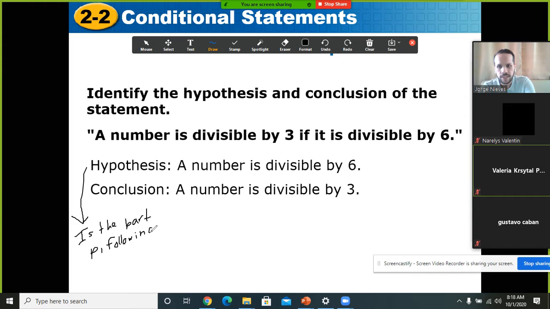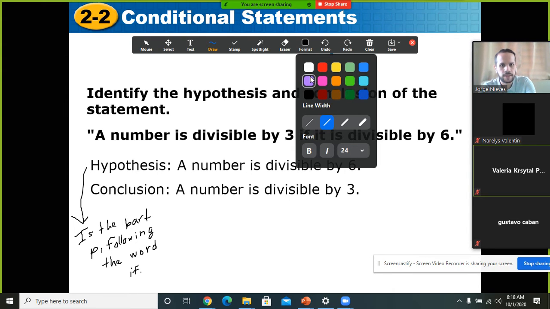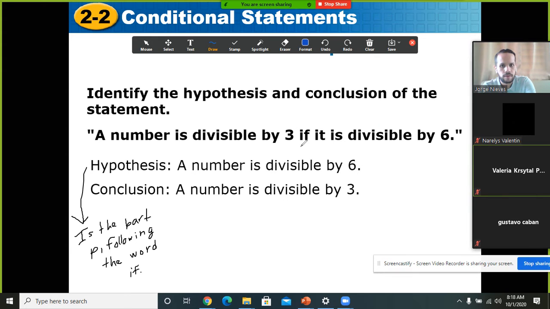Okay. So where do we see if in this example? Can someone tell me? Why do we know that that is the hypothesis? It is divisible by 6. Because where is the word if? Can someone tell me, please? You see it here? No lo ve, mi gente. Mírenlo aquí, okay? If you see that word if, that means this is the hypothesis, okay?